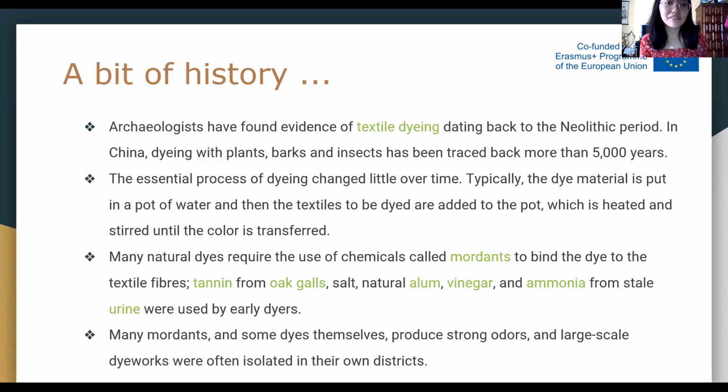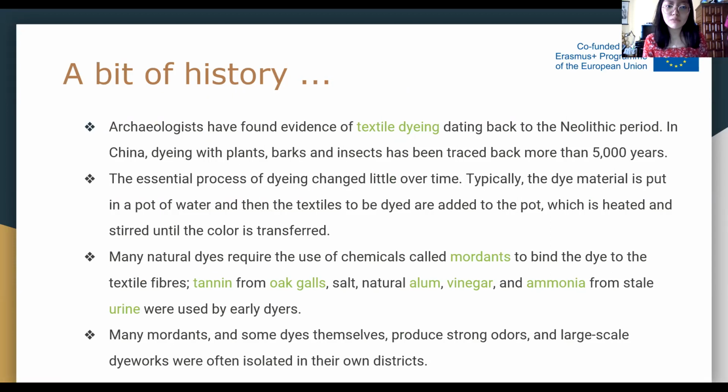So next, a bit of history. Archaeologists have found evidence of textile dyeing dating back to the Neolithic period. In China, dyeing with plants, barks, and insects has been traced back more than 5,000 years. The essential process of dyeing changes little over time. Typically, the dye material is put in a pot of water, and then the textiles to be dyed are added to the pot, which is heated and stirred until the color is transferred.